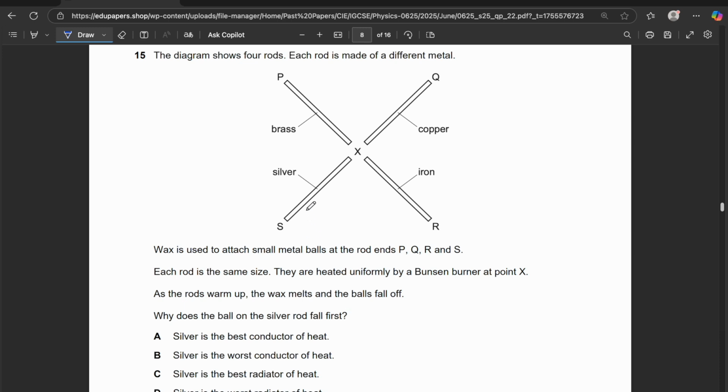So falling first means getting heated faster, right? Which means the heat conduction process is faster in silver. So silver will be the best conductor of heat.